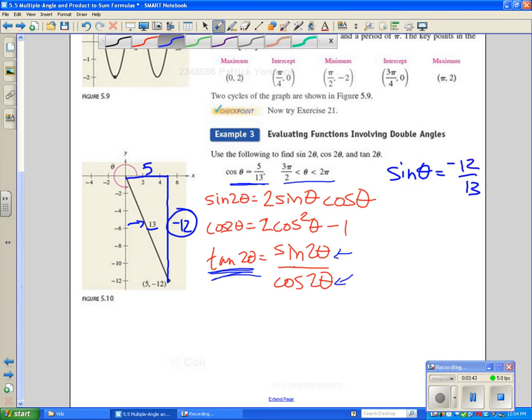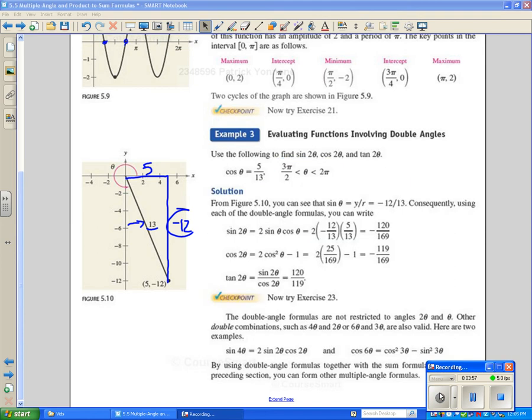And our cosine value is given, and we just simply plug all these values in. So sine theta is equal to negative 12 over 13. Cosine theta is equal to this, and you can plug it in here too. And once you evaluate both of those, you plug it in here and here. And that's where we get these different values. Noticing we're just simplifying the fractions.